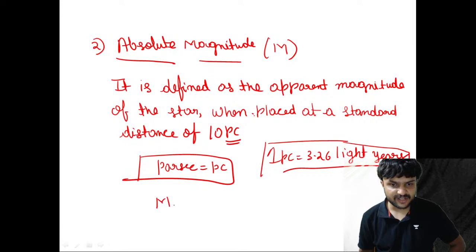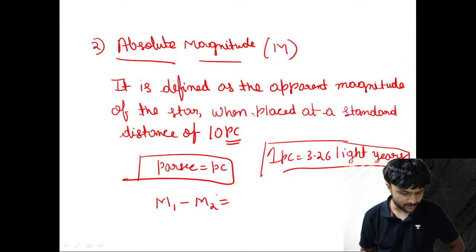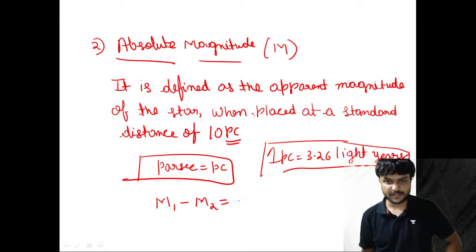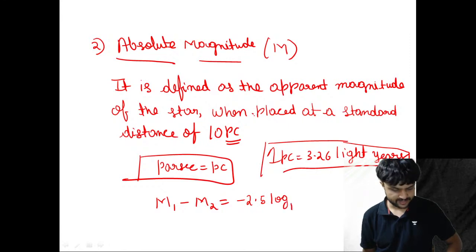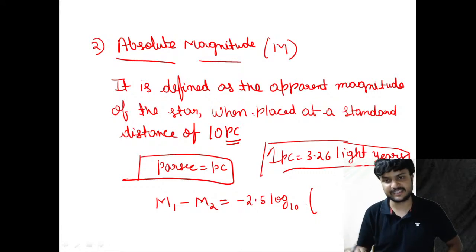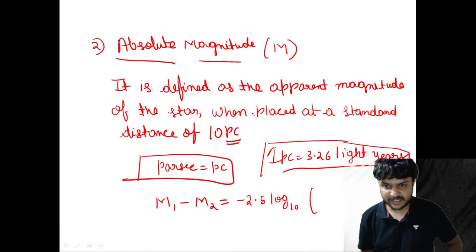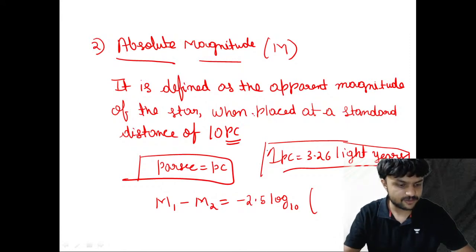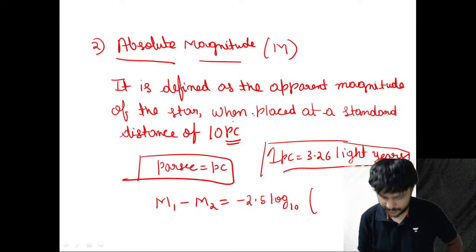So how do we find the difference? M1 minus M2, the absolute magnitudes between any two stars, is minus 2.5 log base 10. We are going to write it as the luminosity ratio because both distances are the same. So when you take brightness B1 by B2, the area will get cancelled because distances are the same. So it is luminosity 1 by luminosity 2. I hope you are getting this point.